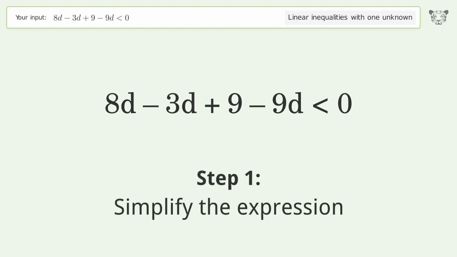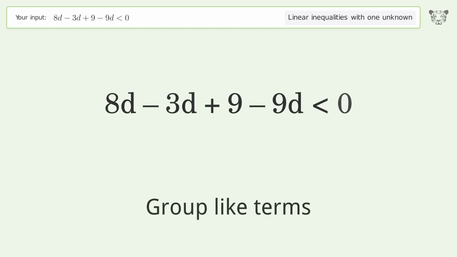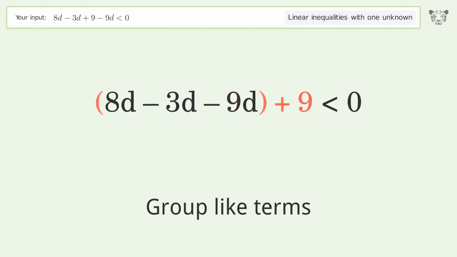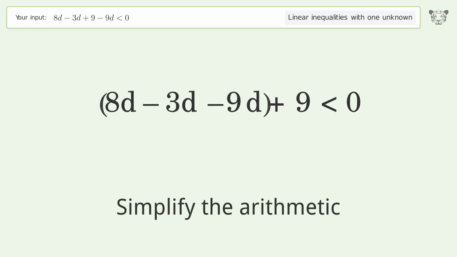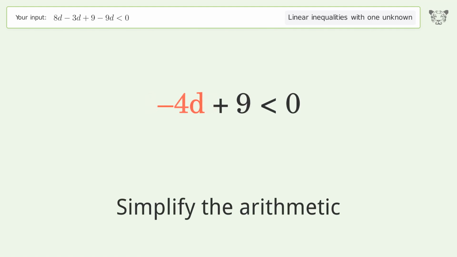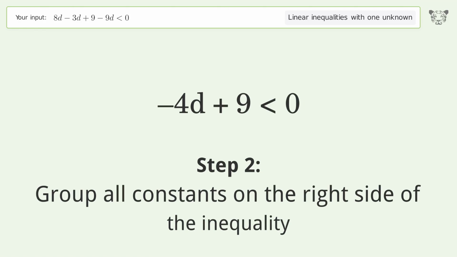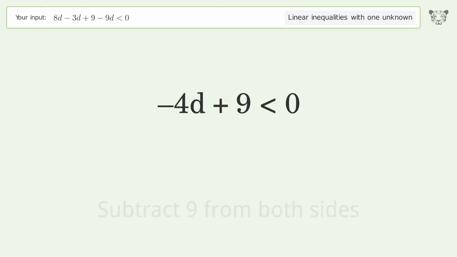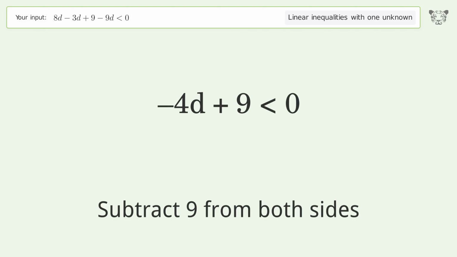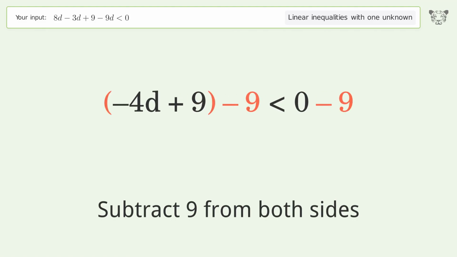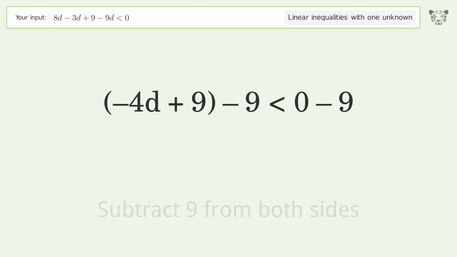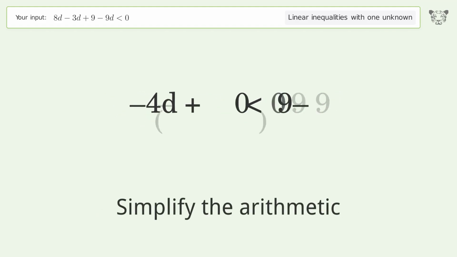Simplify the expression. Group like terms. Simplify the arithmetic. Group all constants on the right side of the inequality. Subtract 9 from both sides. Simplify the arithmetic.